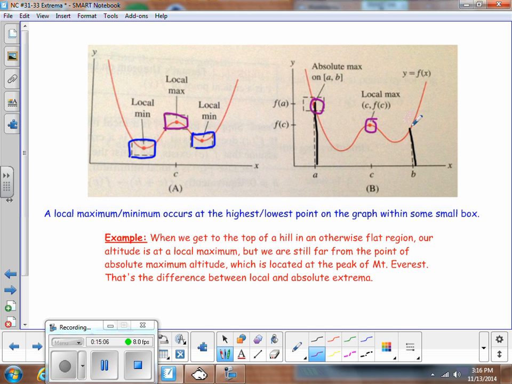This endpoint over here would also be questionable as to what value it could have. In order for me to determine which one would actually be the absolute, I would need to see each of the y values, and based on the y values, I could label which one's the absolute max. Right now, this would be my relative maximum. This would also be a relative maximum. Once I compare these two values, then I know this is the absolute max. It's the highest value.